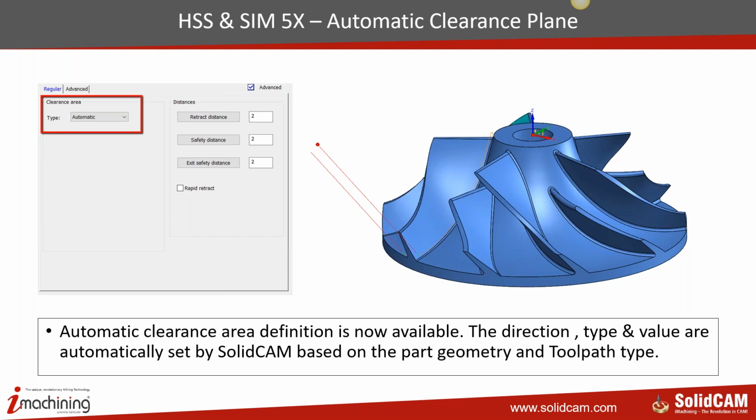Sim5X and HSS now come with a new option called automatic clearance plane. You need not define the type, you need not define the height. You can just say define automatic clearance plane, and the tool will get retracted in the proper direction using the automatic clearance plane. The height as well as the type will be decided automatically by SolidCAM. Right. So these were some of the enhancements that we did with respect to HSR, HSM, and Sim5X.